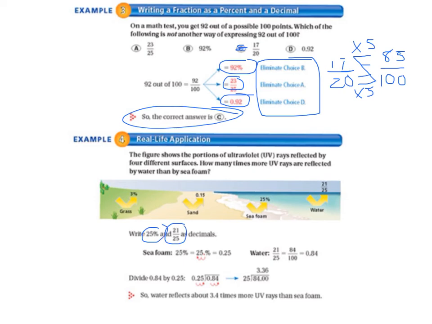So seafoam equals 25%, and if we write that as a decimal, it's 0.25 or 25 hundredths, and water equals 21/25, which equals 84 hundredths as a decimal. And when we divide 84 hundredths by 25 hundredths, we get 3 and 36 hundredths. So water reflects about 3.4 times more UV rays than seafoam.